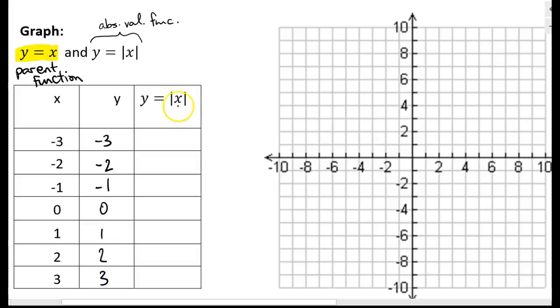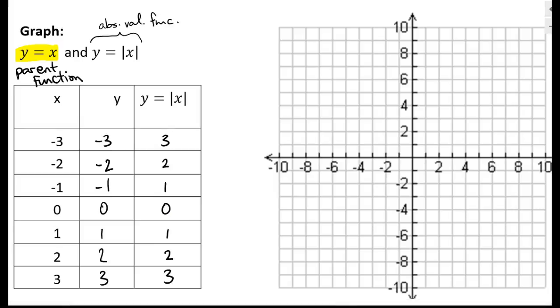But when we take the absolute value of that output, or that original function, to get our new output, what happens is that all those negatives become positive, and that's the impact of the absolute value, turning negative into positive. So instead of -3 for y, we're going to have +3.